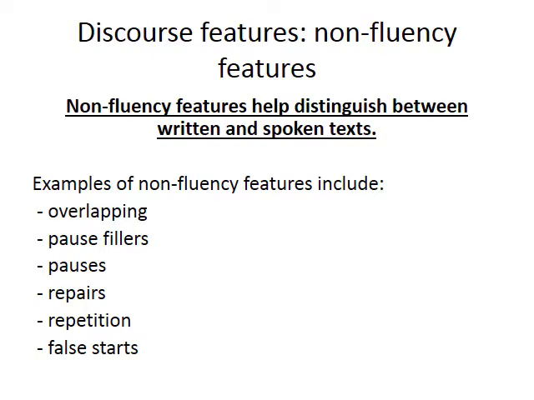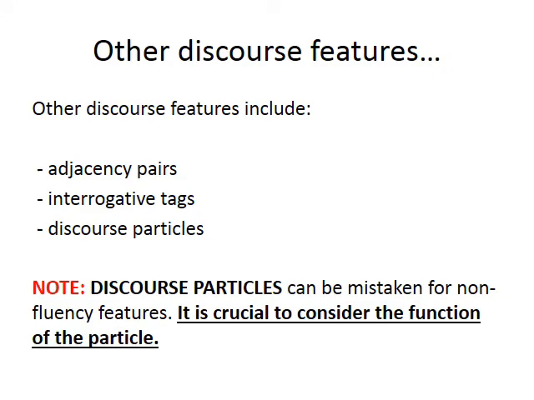If you get a text that is a written text, and we'll get to this in a little bit, talk about coherence and cohesion. You can, if you want to, talk about coherence and cohesion in a spoken text, but you're better off talking about these sorts of discourse features that exist. Other features include adjacency pairs, interrogative tags, discourse particles. When thinking about discourse particles, though, consider the function of them. They're often at the start of turns as a way of redirecting the conversation or changing the topic. So look at the function of them.